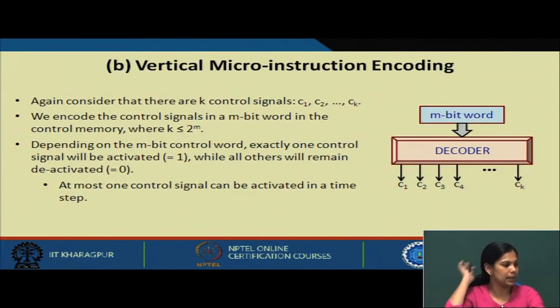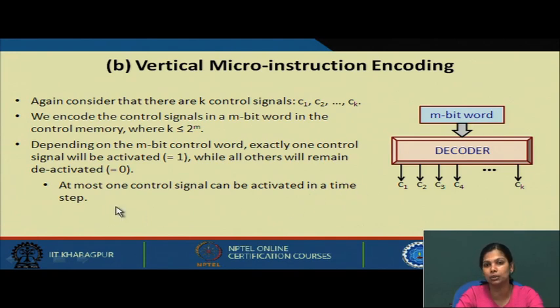In vertical micro instruction encoding, m bits and a decoder are used. For k control signals we require k less than or equal to 2 to the power m, so m bits will be required. Depending on the m-bit control word, exactly one control signal will be activated, which is 1, while all others will be 0. But the number of bits required is much less. At most one control signal can be activated at a time.